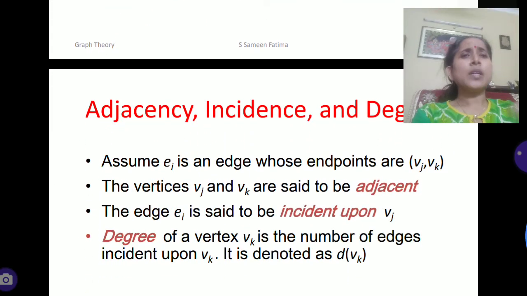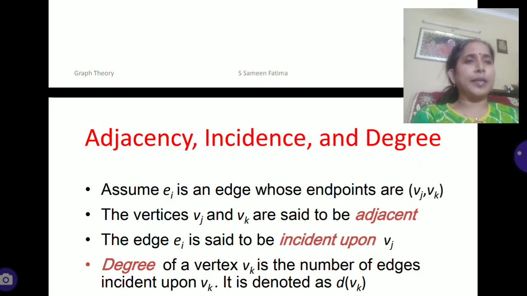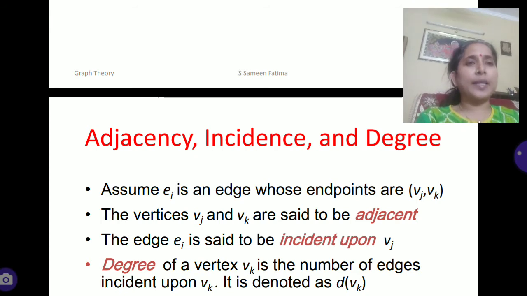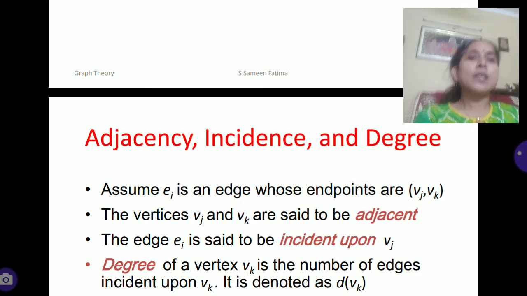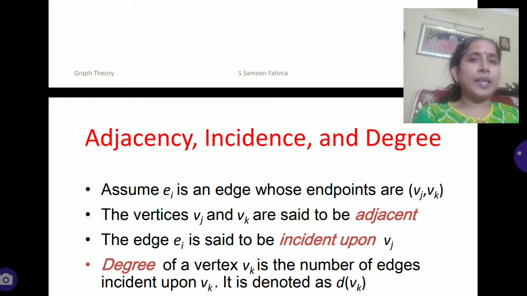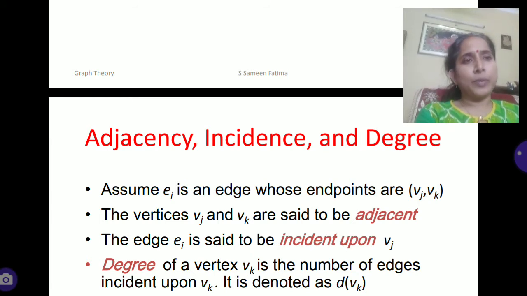Moving on to adjacency, incidence and degree. Degree is repetition. I have already told you degrees are of two types, in degree and out degree in case of directed graph. In case of undirected graph, degree means the number of edges that are there on any vertex at any point of time. Degree of a node or degree of a vertex is equal to the in degree plus the out degree, the sum of the two degrees. In degree is the number of edges that are coming to a vertex, and out degree is the number of edges that are originating from a vertex.